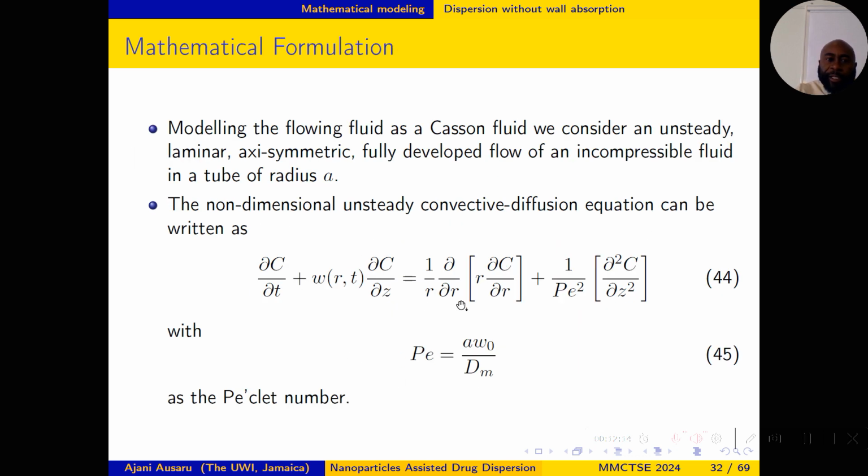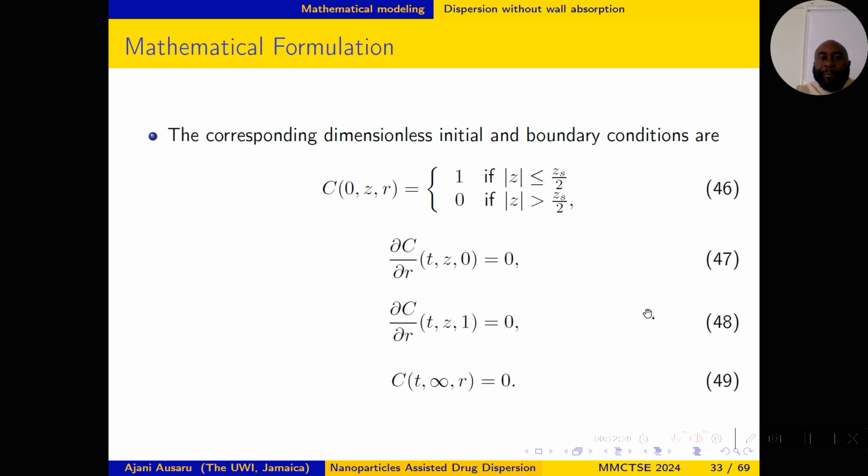So this is the typical governing equation, the convection diffusion equation. And here we see W, which is the velocity that we have just derived for our model. And that's the velocity that we'll be using to solve the convection diffusion equation number 42, where this non-dimensional constant here is a Peclet number that tells us whether the transport mechanism is dominated by convection or diffusion. And so the corresponding dimensionless initial and boundary conditions for the concentration are given by equations 46 through 49. And here, remember, we have no flux at the boundary.